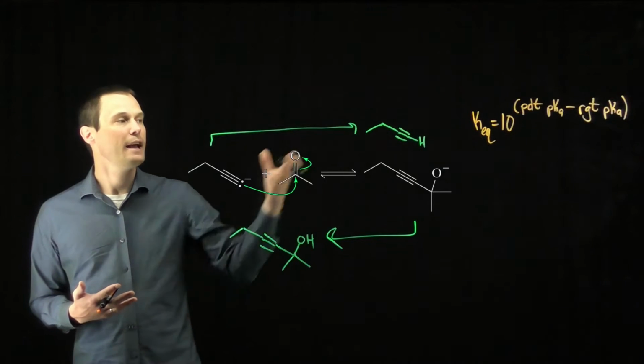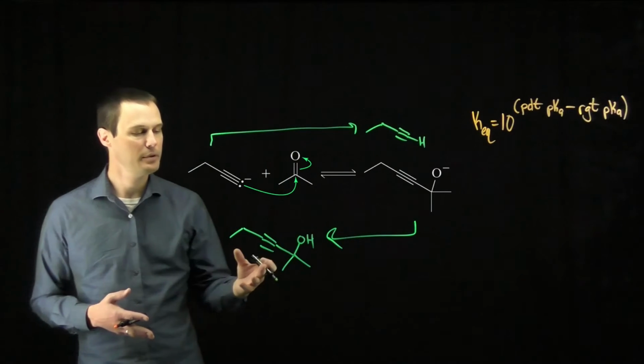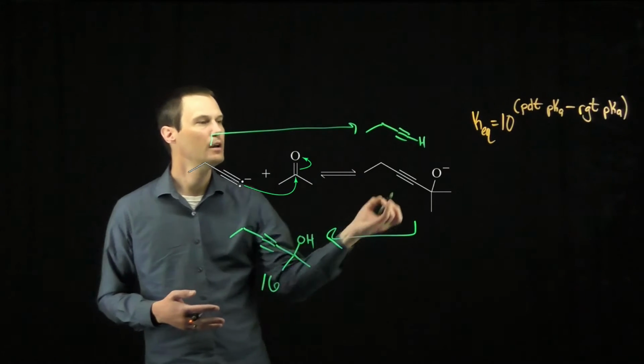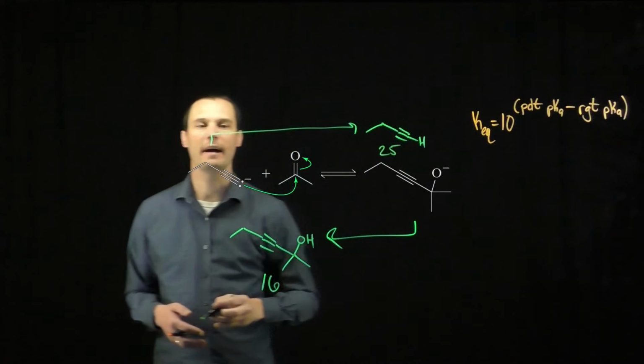Next, we need to consider the pKa's for these hypothetical conjugate acids. The pKa of an alcohol is approximately 16. The pKa of an alkyne is approximately 25.